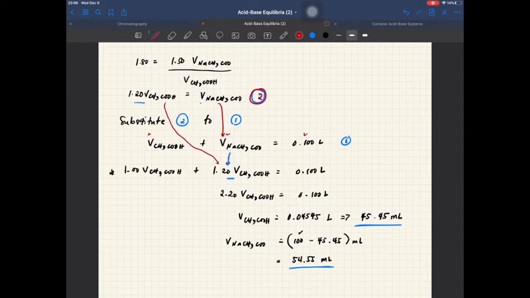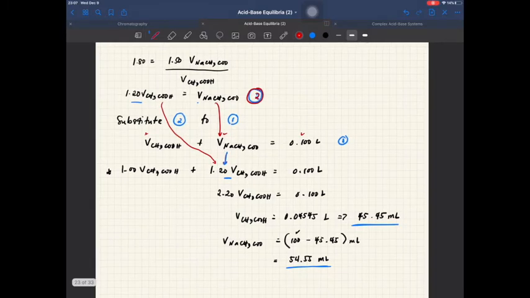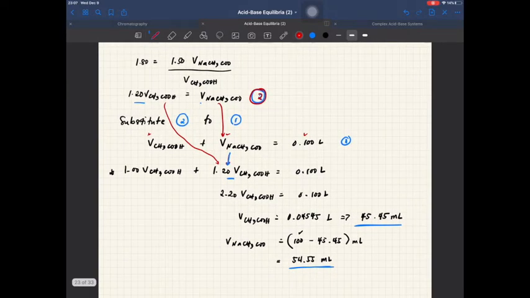So therefore, our new equation would be the volume of acetic acid plus 1.20 times the volume of acetic acid is equal to 0.1 liters. Finally, evaluating this expression, we get the value for the volume of acetic acid, and that is equal to 0.04545 liters, or 45.45 ml.